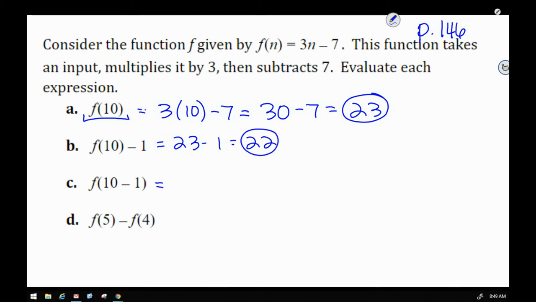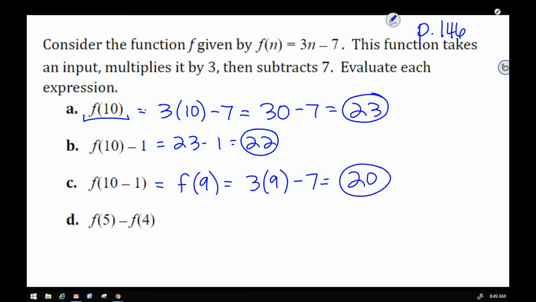Because you subtract before you plug it in. Yes. You have to subtract first. So this is really saying f of 9. So you take 9 and you plug it in. 3 times 9 is 27, minus 7 is 20.